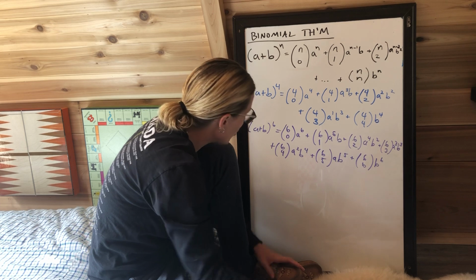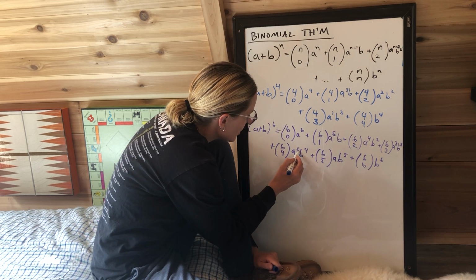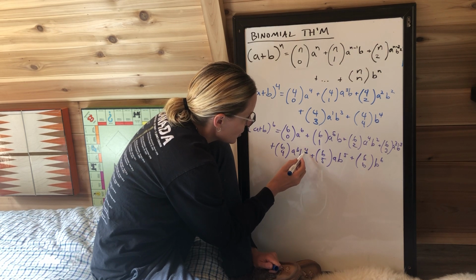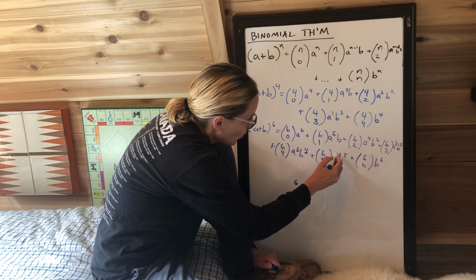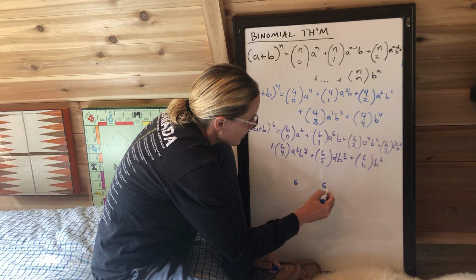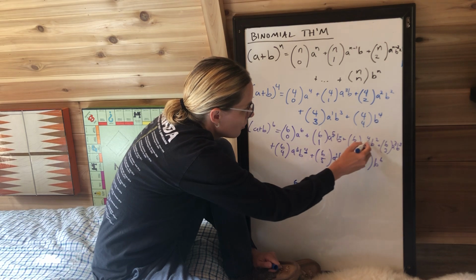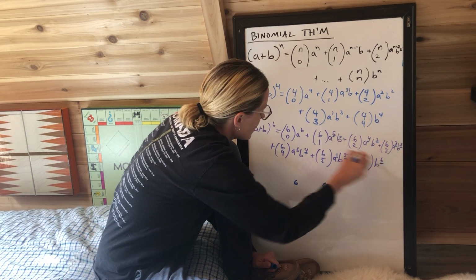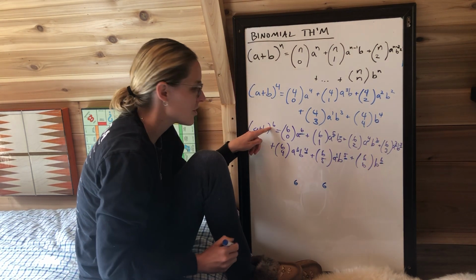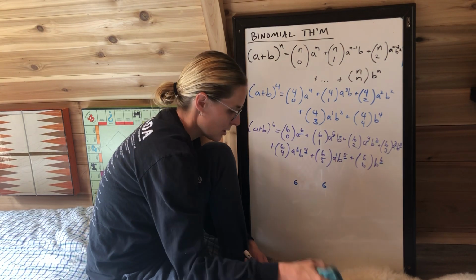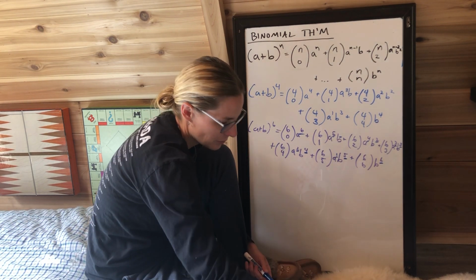Some things you should note. Every time, what do the exponents on a and b add to? 2 plus 4 is 6. 1 plus 5 is 6. 5 plus 1, 4 plus 2, 3 plus 3, 6, 6. They all have to add to your n value. If they don't, you've made a mistake somewhere.